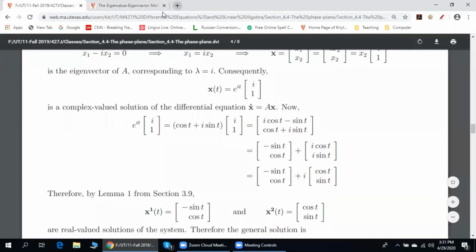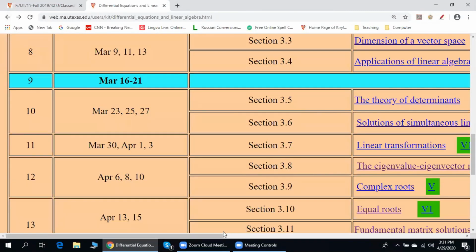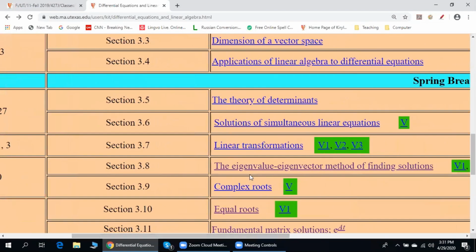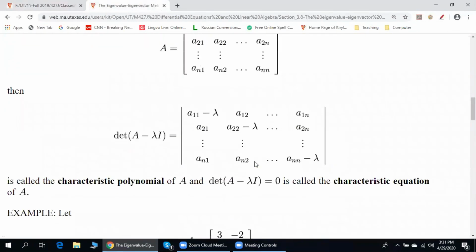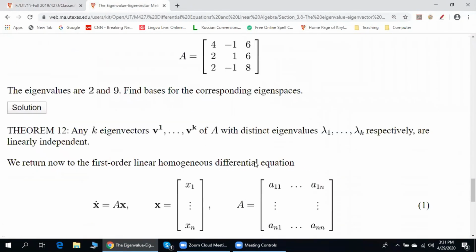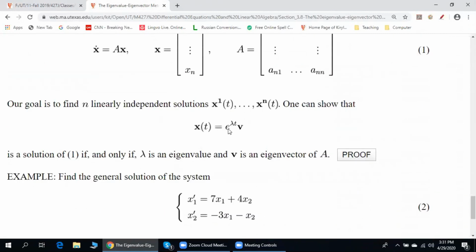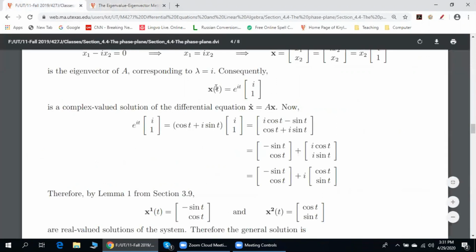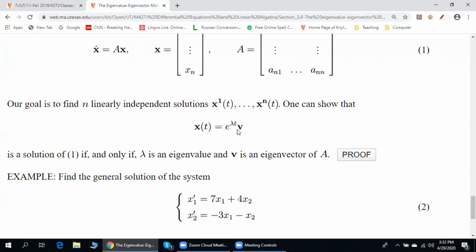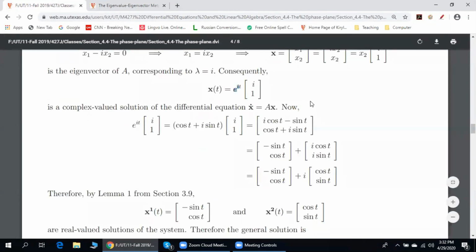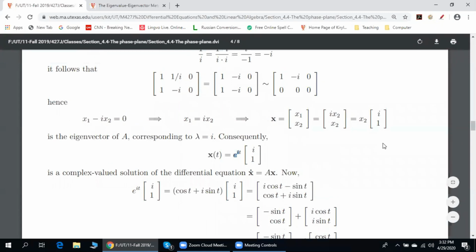So we apply the standard procedure. Let me go back to section 3.8. According to section 3.8, a particular solution can be written as e to lambda t times v. In our case, lambda is i. This is how we come up with e to it. Lambda is i. I see. Okay. And v is this, according to what is written here. Okay. Yeah. Okay, I got it.